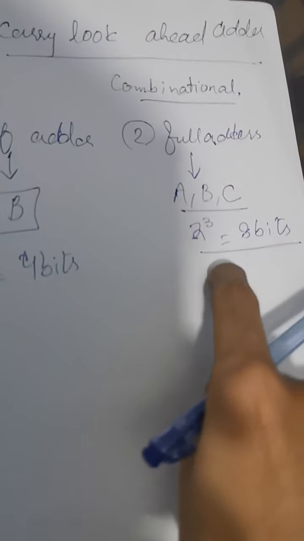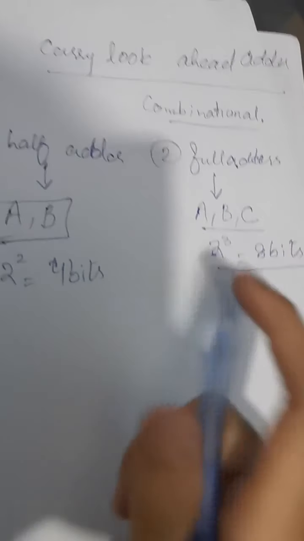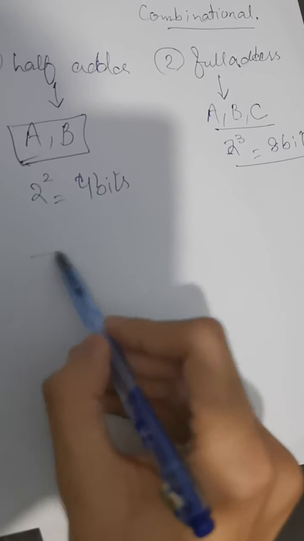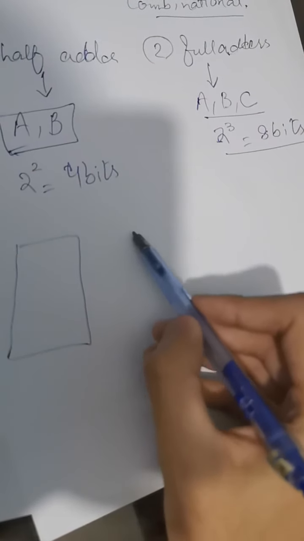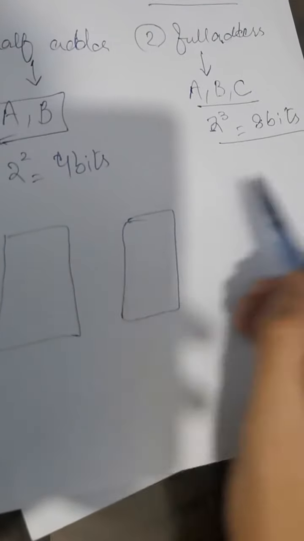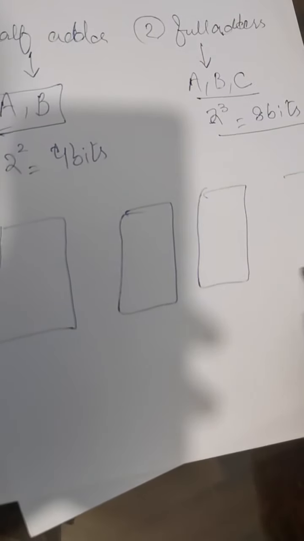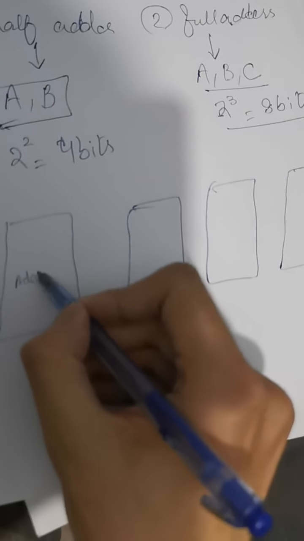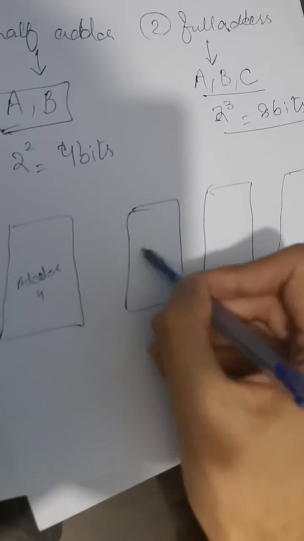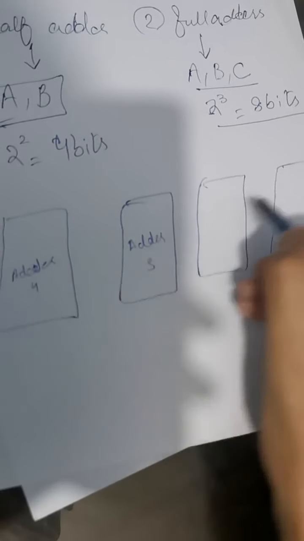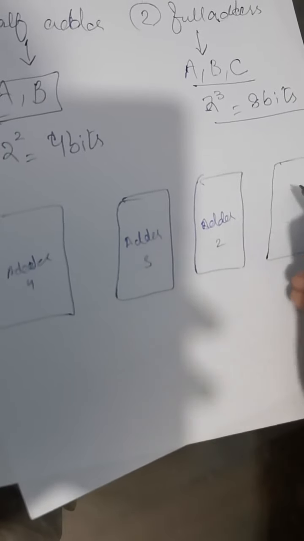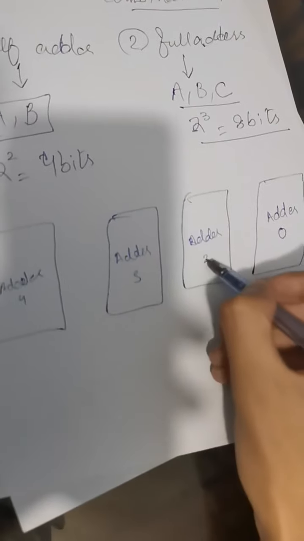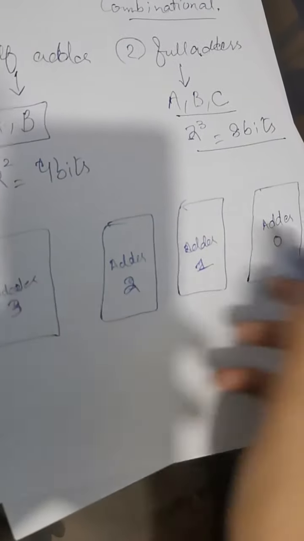And how it works on the full adder, let's take, for example, 4 full adders. So this will be my adder 4, this will be my adder 3, this will be my adder 2, and this will be my adder, sorry, let's start from 0. 0, 1, 2, 3. So this makes it 4.